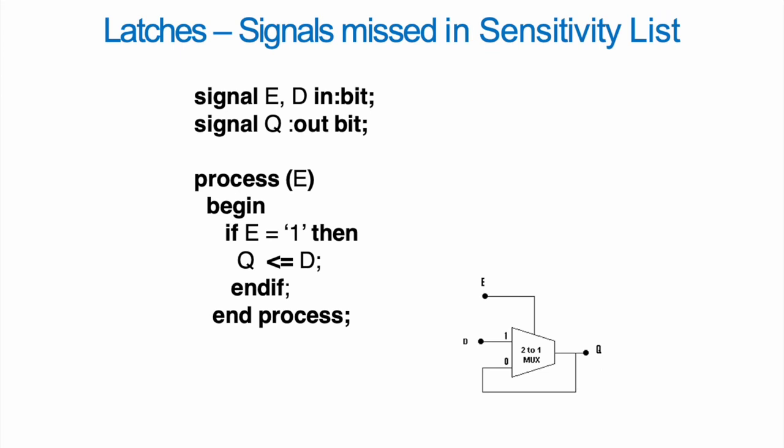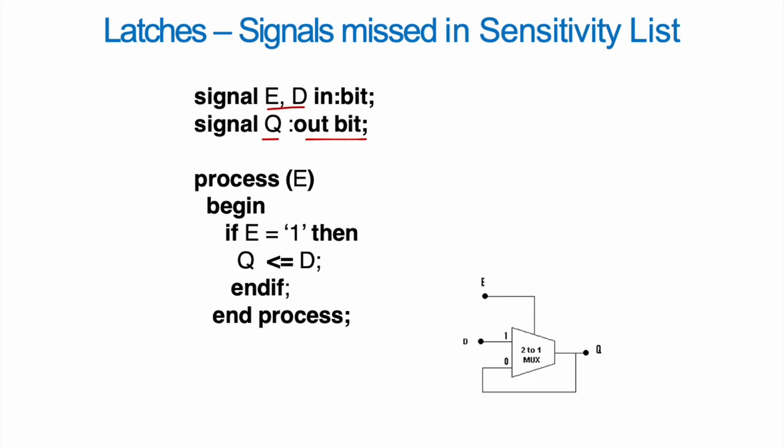So we're looking at how to create a latch, basically take it as a flip-flop without the clock input, and then of course later on you can have it sensitive to or synchronized to the clock, right? So say we have signals D and E as input bits, and then we've got a signal Q as an output bit, okay?